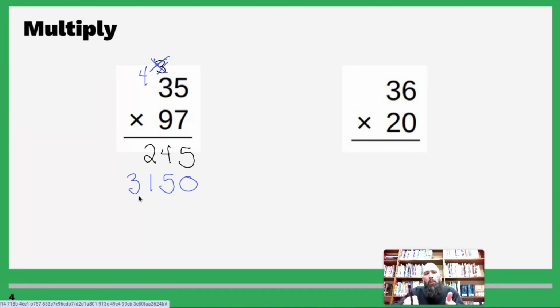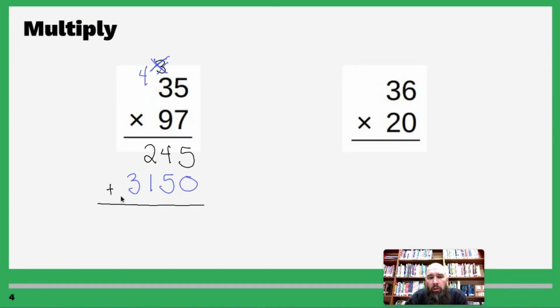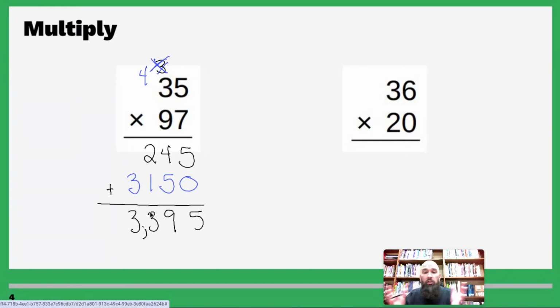Notice how I'm lining up the numbers perfectly in order. Why is that? Because the next step is going to be me adding these two numbers that I just got. 5 plus 0 is 5. 4 plus 5 is 9. 2 plus 1 is 3. And 3 is just 3. 1, 2, 3 digits, put a comma there. My final answer is 3,395. I just did a lot there.